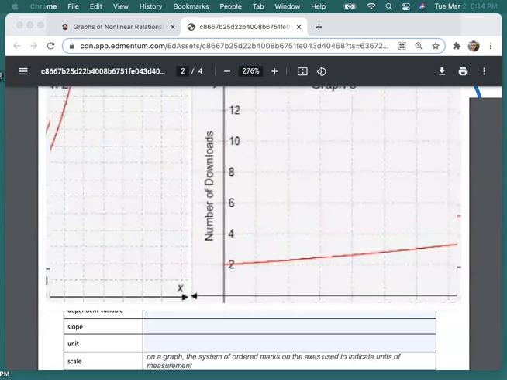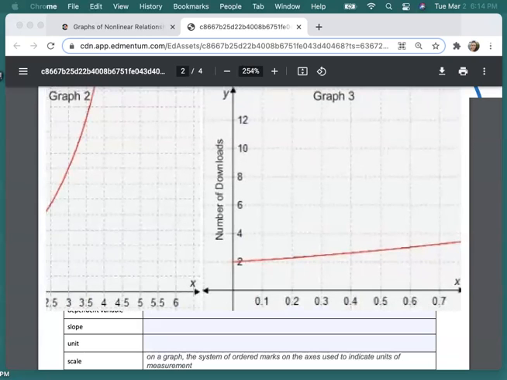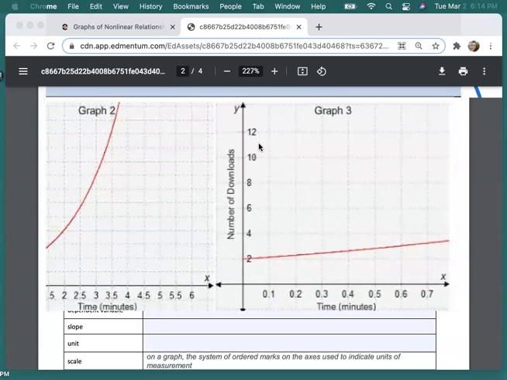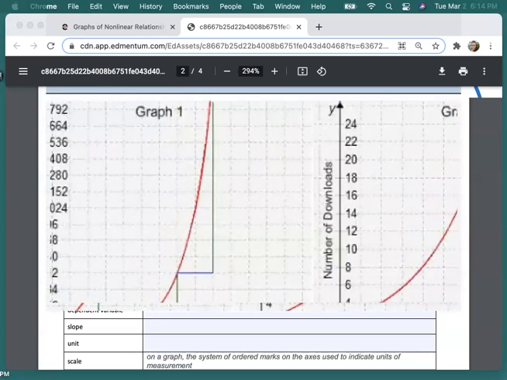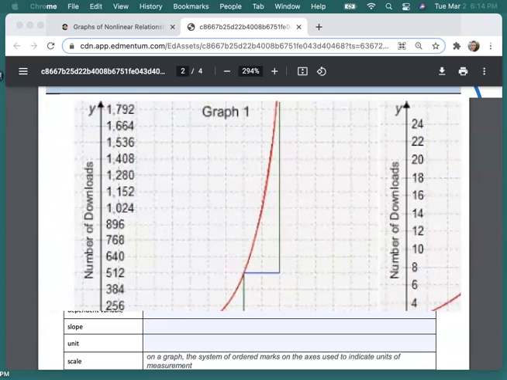The last graph, number 3, again, doesn't have very many downloads. It only goes up to 12, which if you have an app or a music video or something, that's not a good representation. It needs to be in the thousands, right? And then the time in minutes, it doesn't even go to a full minute. It's at 0.7. So this is way too small of a scale. You can't really tell. And just based on this, it looks like a line, but we know that it's not. The first graph is the best representation of her data.